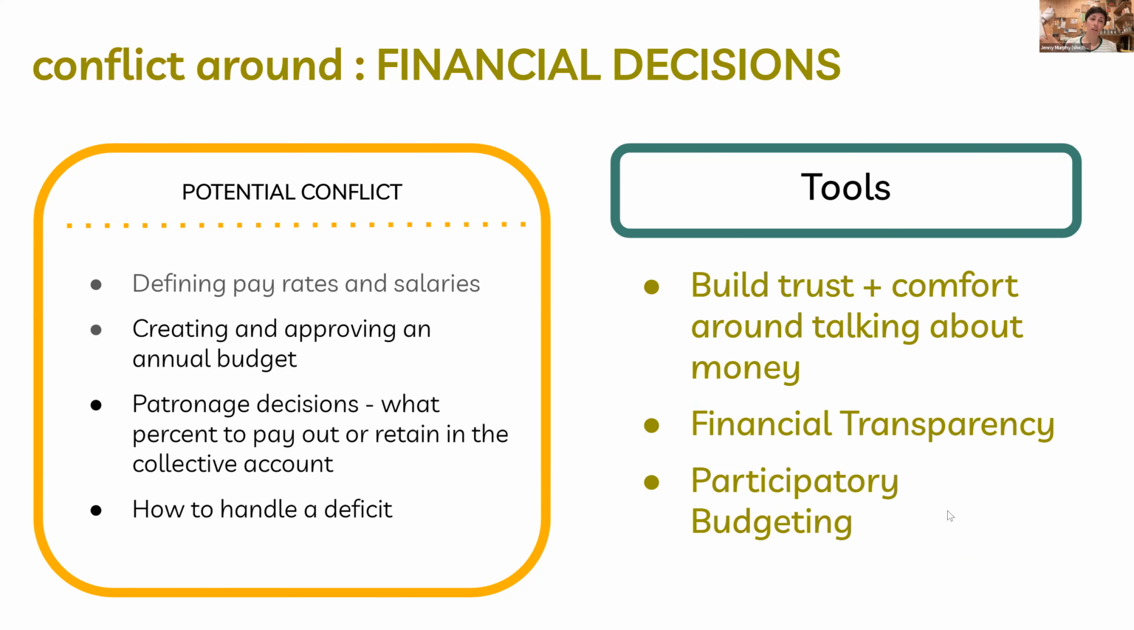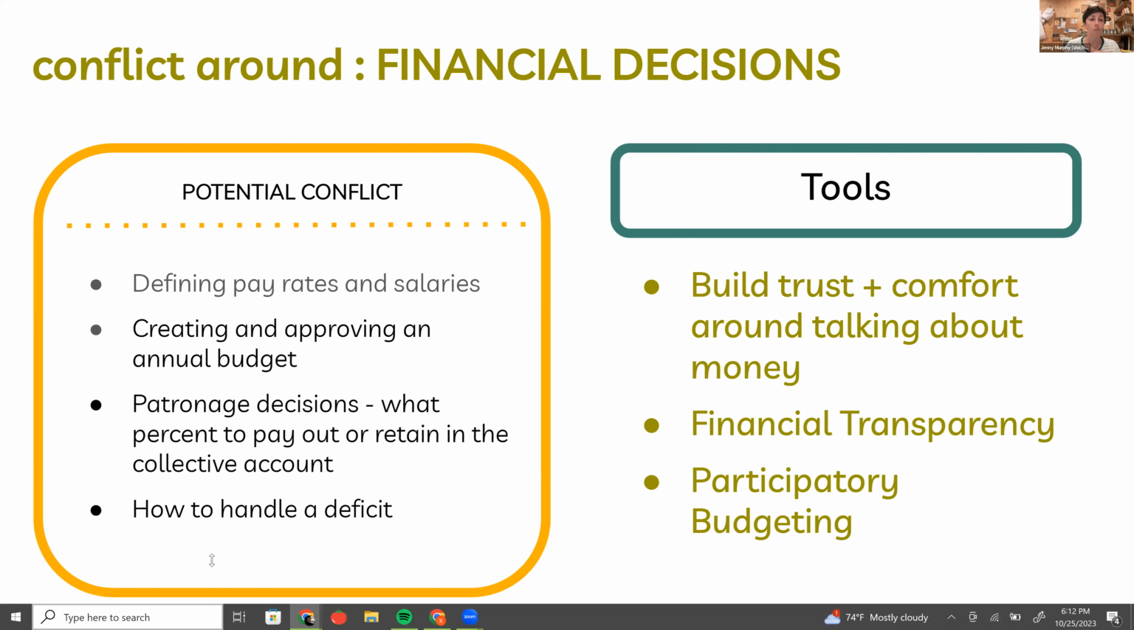So another large area of potential conflict would be financial decisions. It's so funny, even talking about conflict, my body has a little bit of a reaction. It is such a visceral thing for me. But it's something that I have learned to value in terms of the way it can help us grow. So financial decisions. We've also talked about, with finances in general, being able to build trust and comfort around talking about money, because this is one that can be particularly hard to work through.